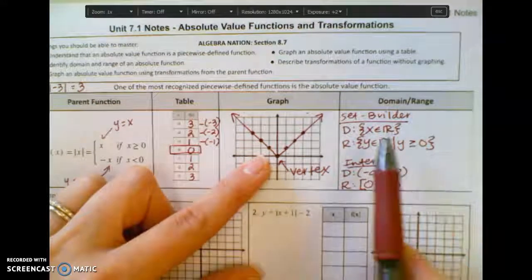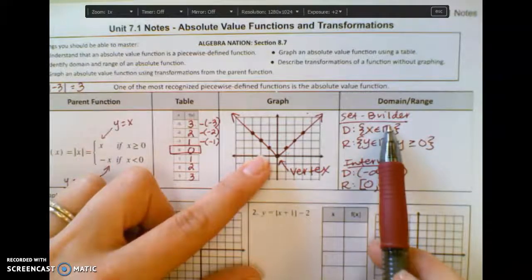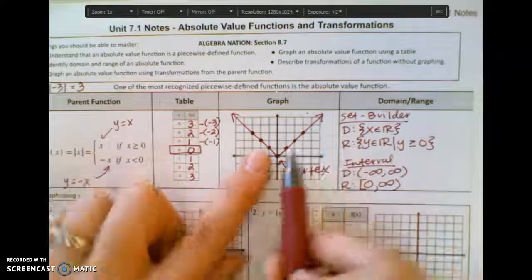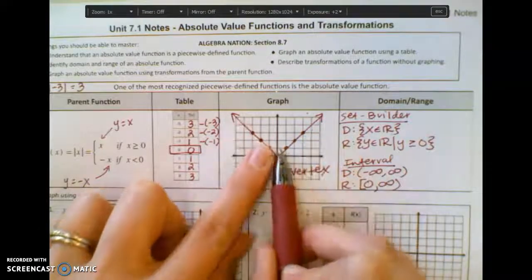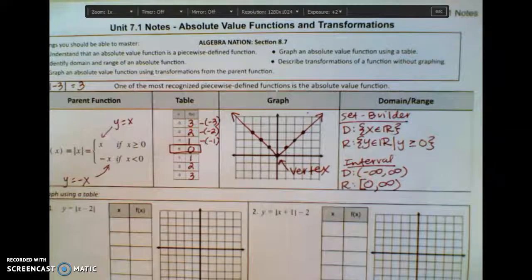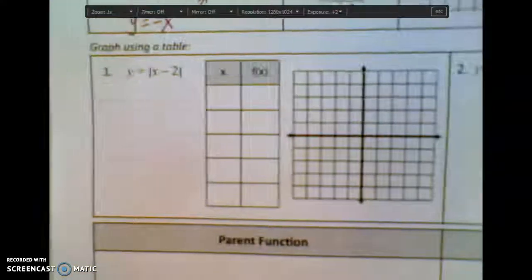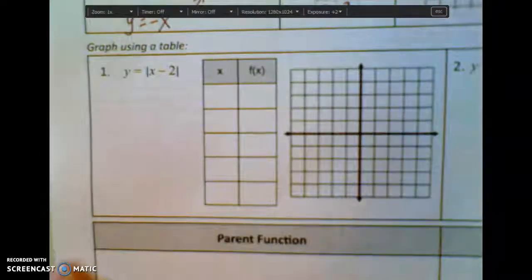And one thing to notice is that the domain for absolute value functions will always be all real numbers, because we will always have a v opening up or a v opening down. So it'll always be all real numbers. Let's go ahead and graph 2 more using tables, and then we'll actually look at another method for graphing, which is using the transformations.